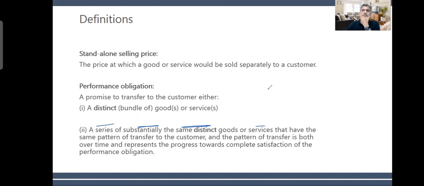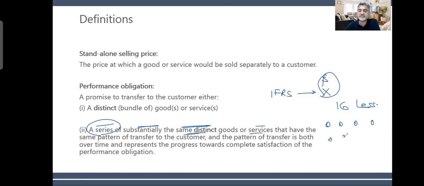I mean, for keeping it simple, let's suppose that we are doing this IFRS training for which there is X amount of revenue, which you guys are committed to pay. And this actually is one course, but then it has 16 lessons, let's suppose. So series of substantially the same goods or services. So one lesson, second lesson, third lesson, fourth lesson, fifth lesson, sixth lesson, and so on. So either you deliver it once or you keep on delivering it over a period of time.